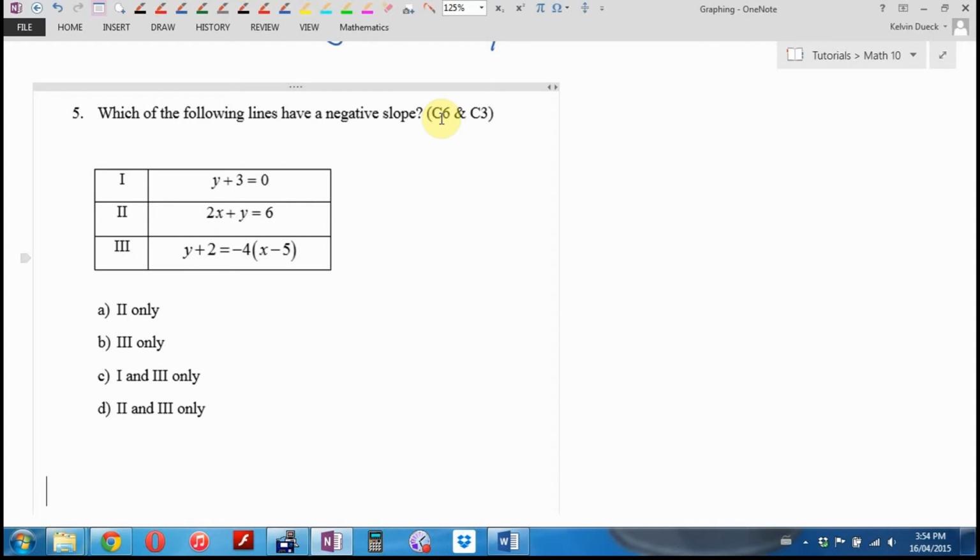What does this question want me to find? Griffin, read it to me, please. Which of the following lines has a negative slope? Okay.